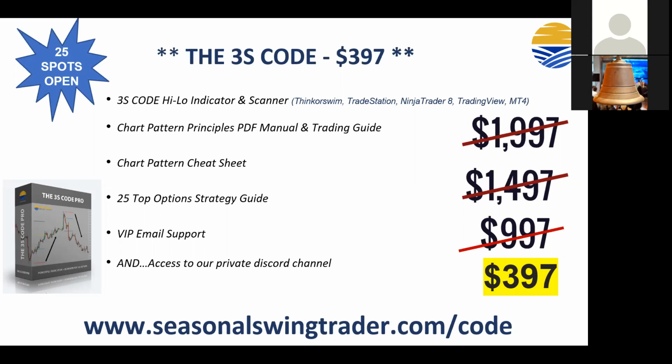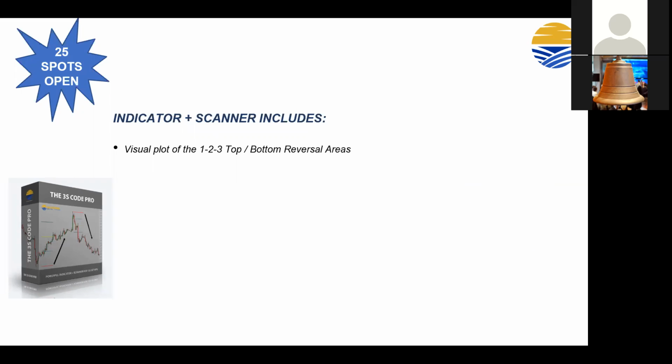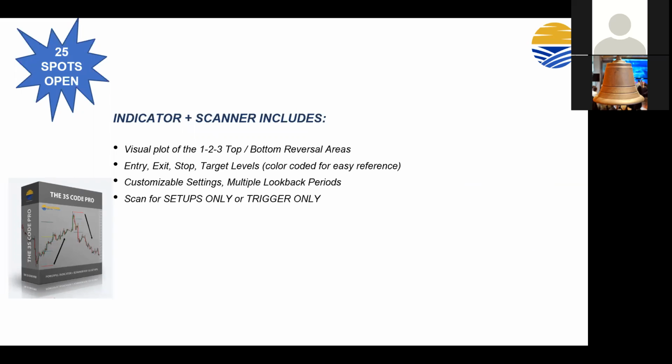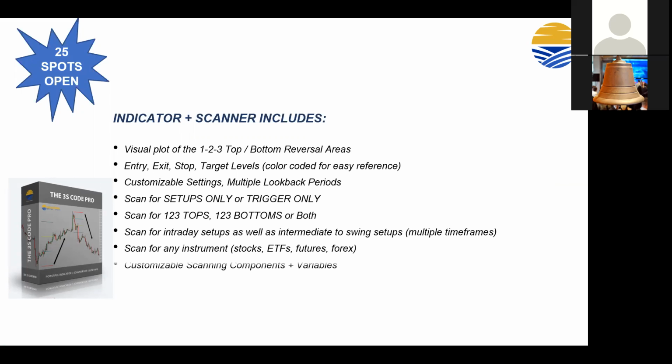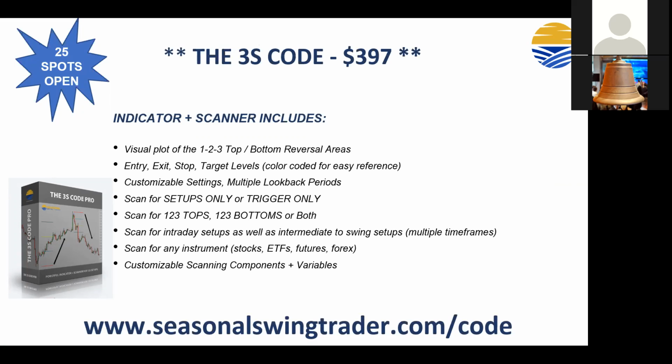Now, I want to make sure it's very clear that you understand what the indicator and scanner include. You're going to get, as we showed, the visual plot of the 1, 2, 3 top and bottom reversal areas, entry, exit, stop, and target levels, all color-coded, with customizable settings and multiple look-back periods. That means if you want to lower the look-back settings to find more opportunities, you have the chance to do that. Or if you want to expand that to find less, you can do that as well. You can scan for setups only or trigger only.